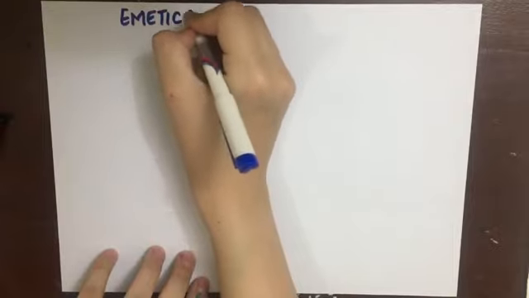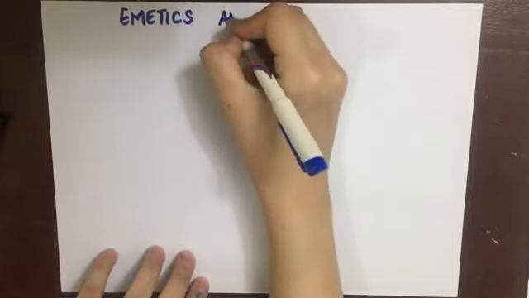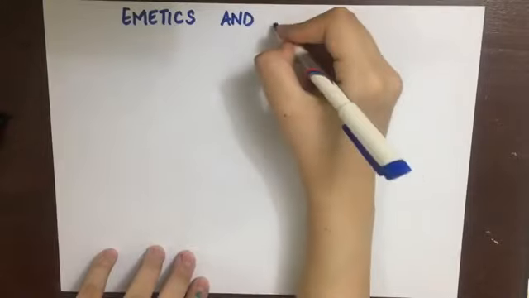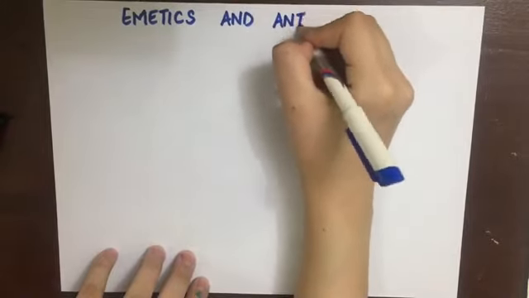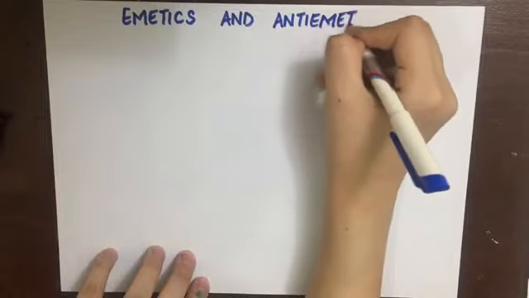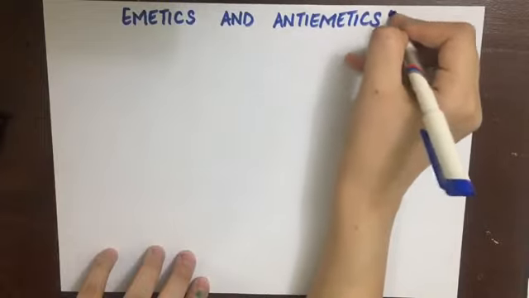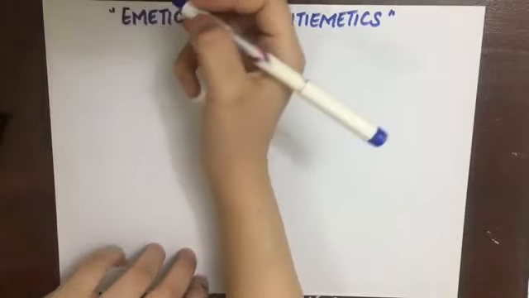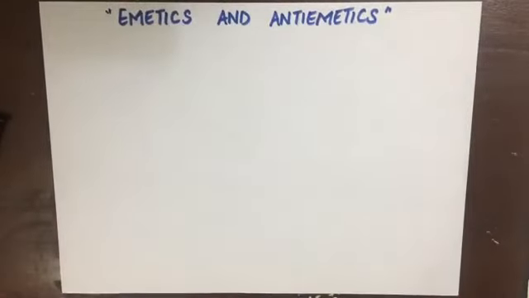Now, before studying the emetics and antiemetics, the first thing you need to understand is that vomiting is not something bad that you need to suppress. But in cases where vomiting is a symptom of an altered function in the body, then we need to suppress it, or sometimes we even need to induce it, and that's why we use emetics.